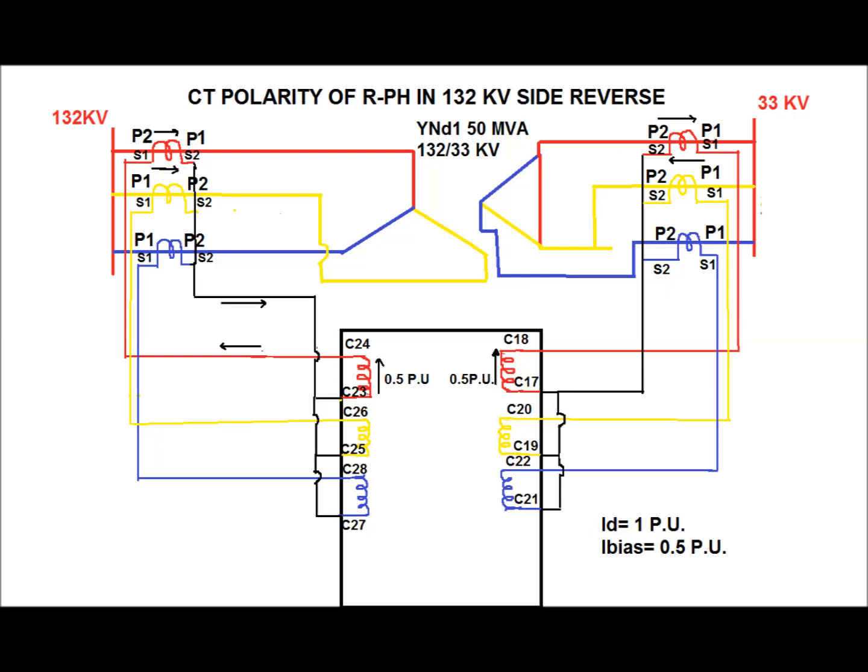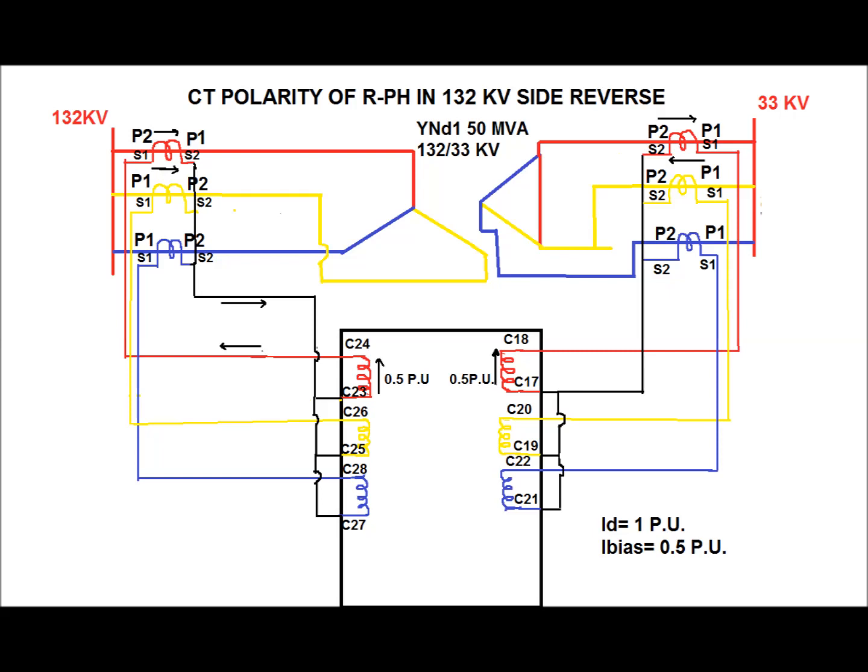Now if the CT polarity of the red phase on the 132 kV side of the transformer is reversed, here P1 is connected towards the transformer side and P2 is connected towards the 132 kV bus side. In normal condition, the current flows from P2 to P1, and therefore the current will flow from the secondary side S1 to S2 instead of S2 to S1.